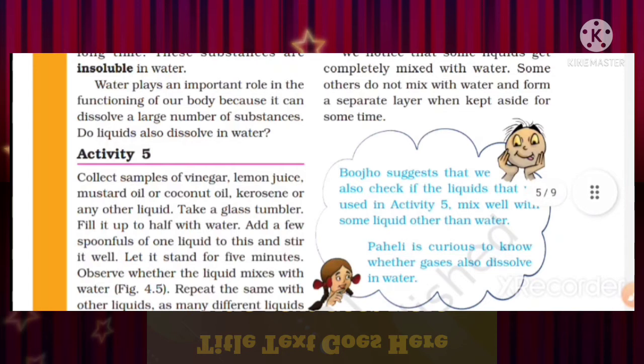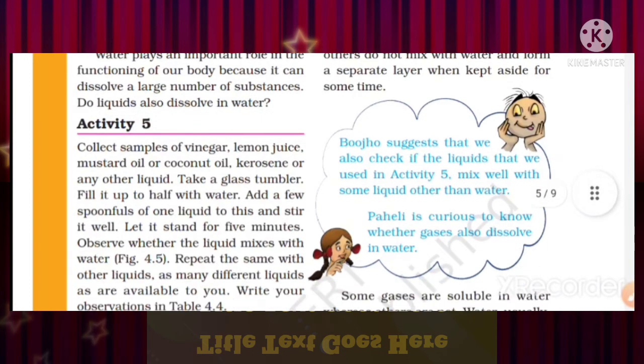Water plays an important role in the functioning of our body. As we know, which nutrients are required by our body? Carbohydrates, then proteins, then fats. Okay, so roughage, water, minerals, vitamins. So water is also very essential for our bodies.